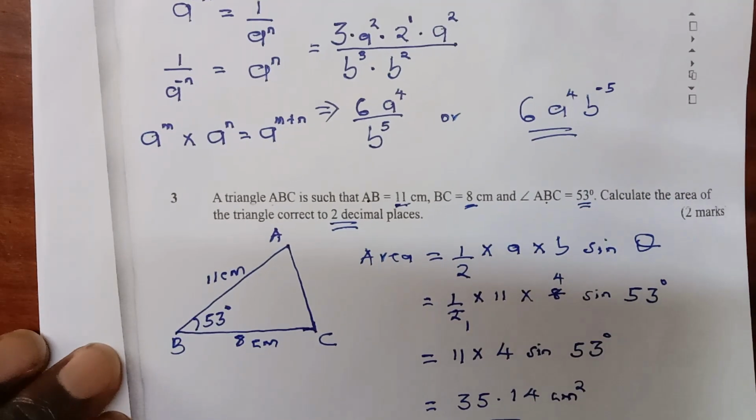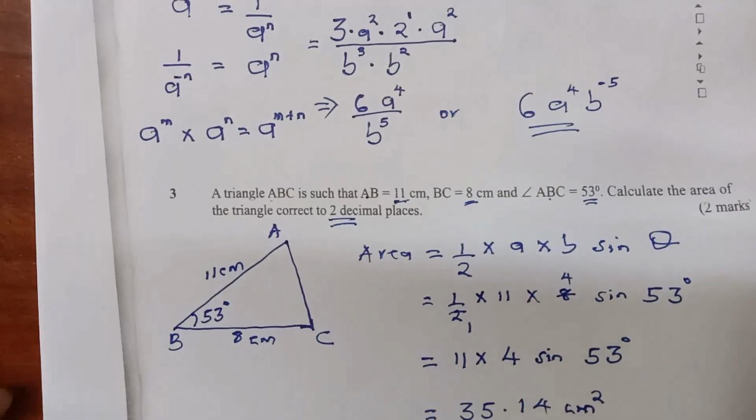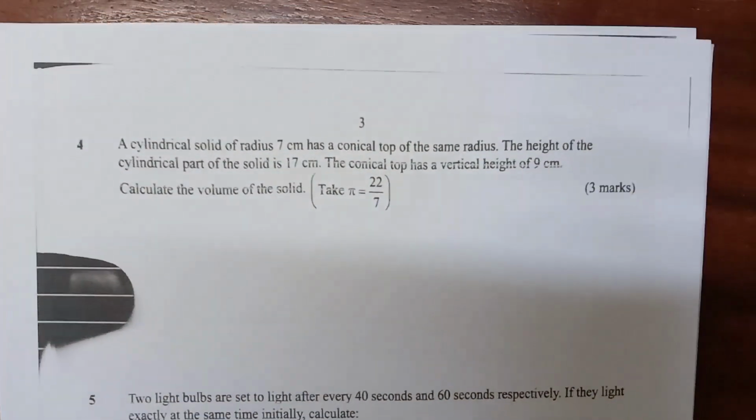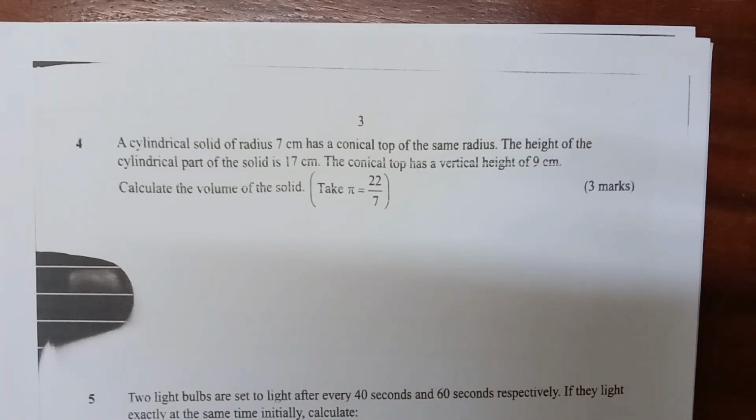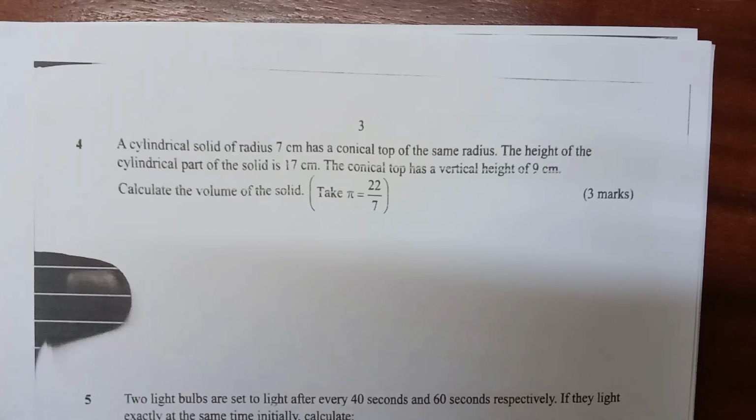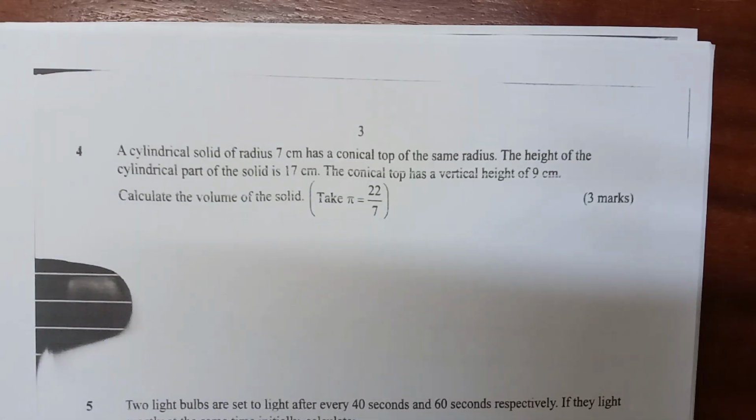So that was question 3. Now we are going to look at question 4 and how a learner was supposed to tackle that particular question. Now, I look at question 4. It says that a cylindrical solid of radius 7 centimeters has a conical top of the same radius. The height of the cylindrical part of the solid is 17 centimeters, and the conical top has a vertical height of 9 centimeters. So you're supposed to calculate the volume of the solid.